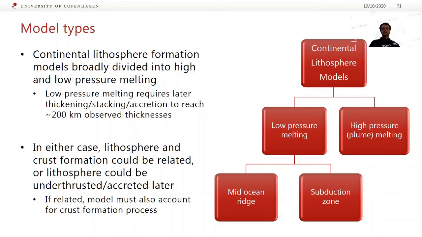In any of these cases, as I said before, the formation of the crust and lithosphere could be related to one another, or the lithosphere could be underthrusted or accreted later, and they might be completely unrelated. If they are related, then any model that's going to explain the lithospheric mantle also has to account for how we generate continental crust.